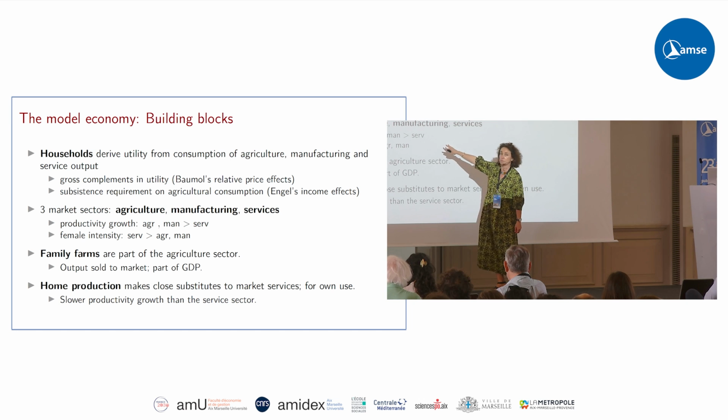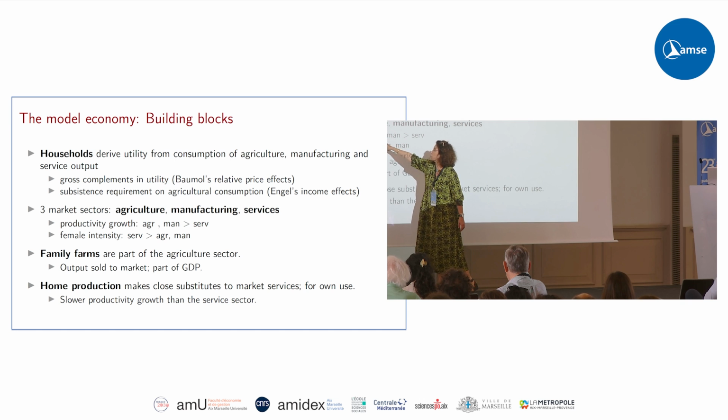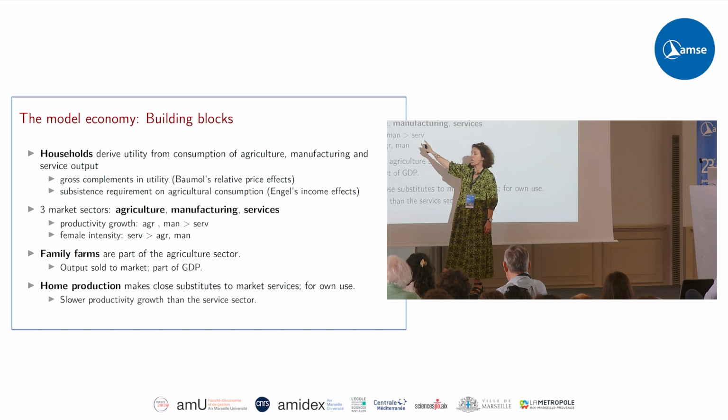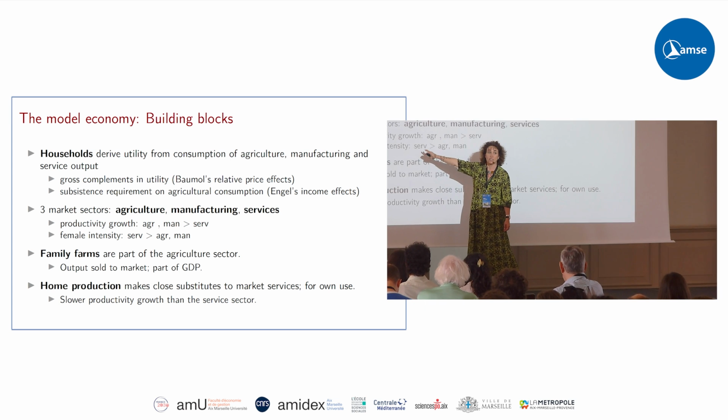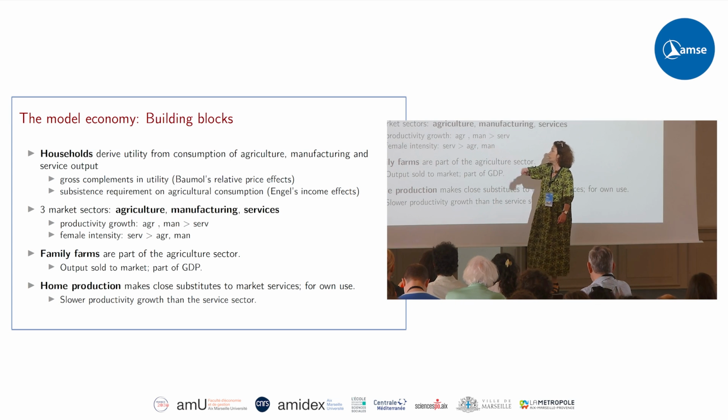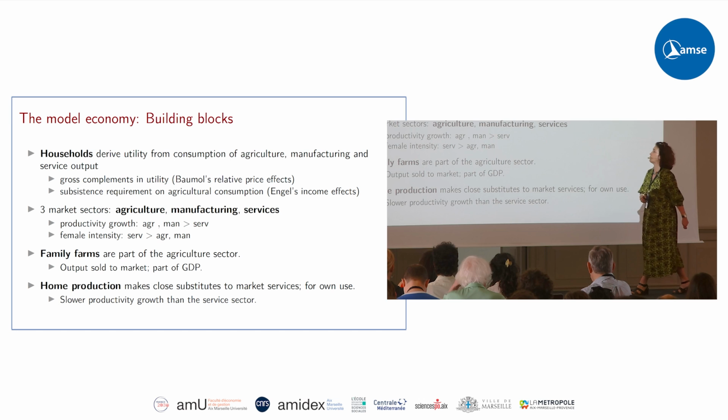These are the key assumptions. Productivity growth is uneven, is largest in agriculture and possibly manufacturing, but most importantly, is larger in agriculture than in services, whether in the home or in the market. And female intensity, conversely, is higher in services than in agriculture or manufacturing. So these are the assumptions we build in the model, and this will be validated by the data.